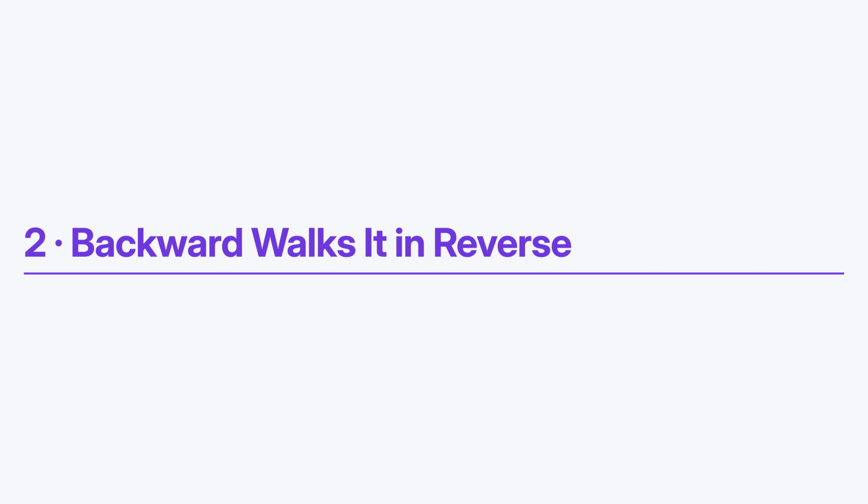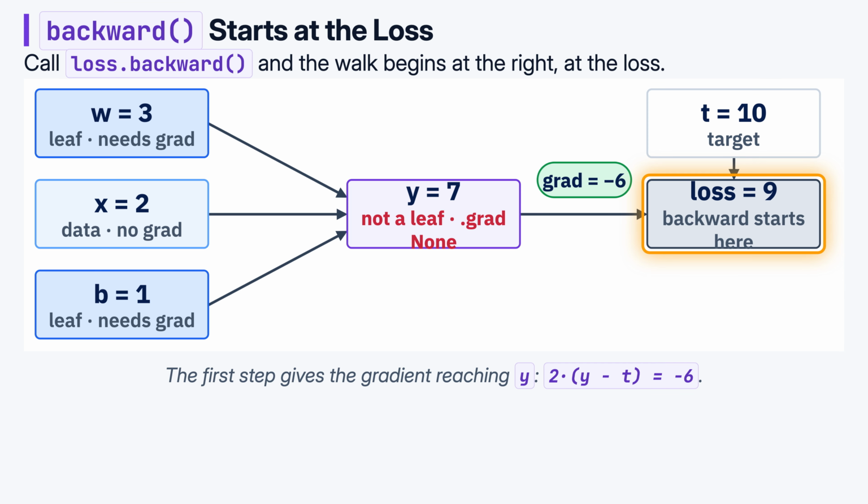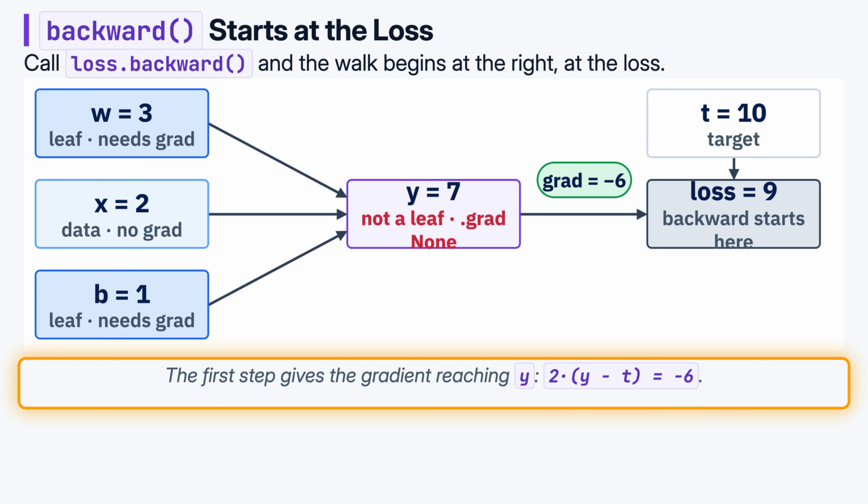Now we play the recording backward. We call loss.backward(), and the walk begins here at the loss on the right. It takes the first edge back, from the loss to y. On that edge it computes the gradient reaching y, 2 times (y minus t), that is minus 6. Notice one thing here, y is not a leaf. The gradient passes through it, but its .grad stays empty. We'll come back to that.